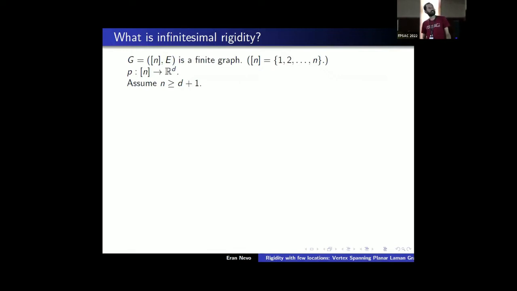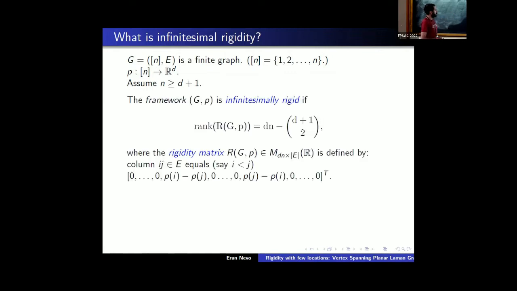You're given a finite simple graph on n vertices and a mapping of the vertices into Euclidean d-dimensional space. Let's also assume that if you put these vertices generically, they affinely span the entire space, so n is at least d+1. Now this framework, the pair (G,P), is called infinitesimally rigid if an associated rigidity matrix R(G,P) has the maximal rank it could possibly have, which is dn minus d+1 choose 2.